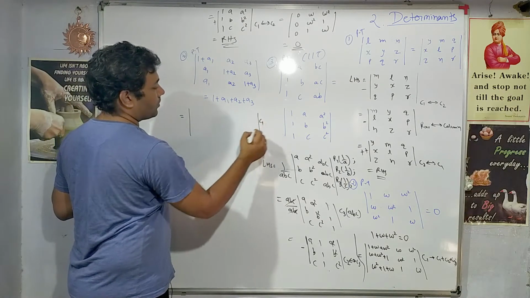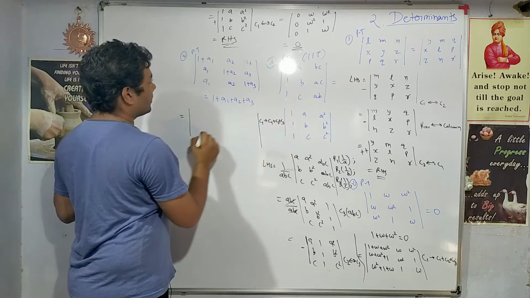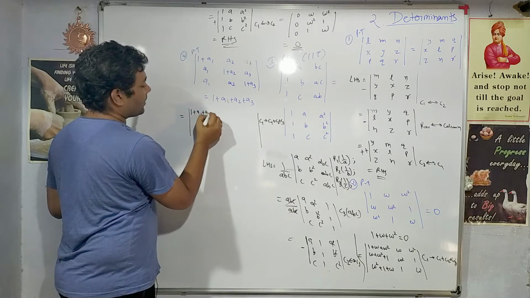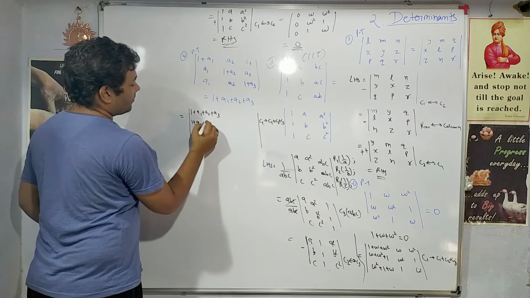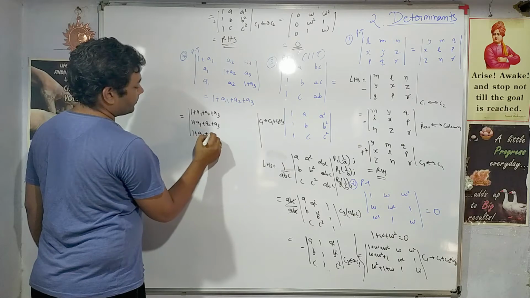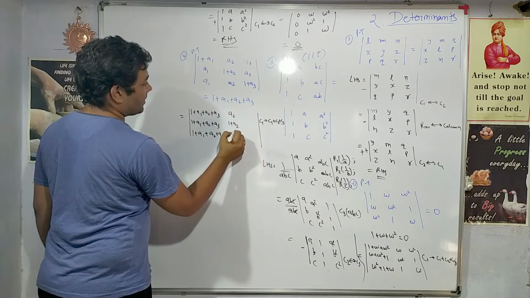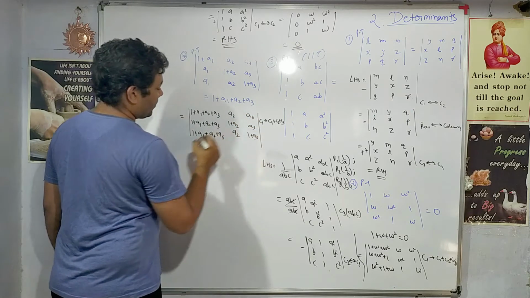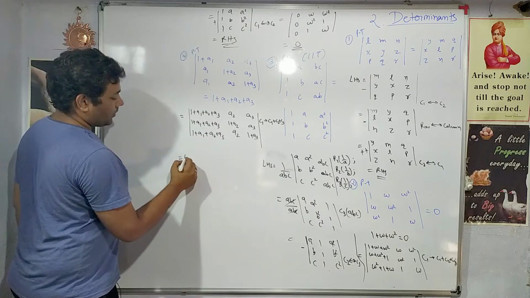I will do operation on the column 1, and what will be my operation in column 1? I am adding all the 3 columns. So first column will become 1 plus a1 plus a2 plus a3. Similarly, second column will also become a3, and third will also become a3, right? Then the second column remains as it is. Okay, now I can take out first column common.